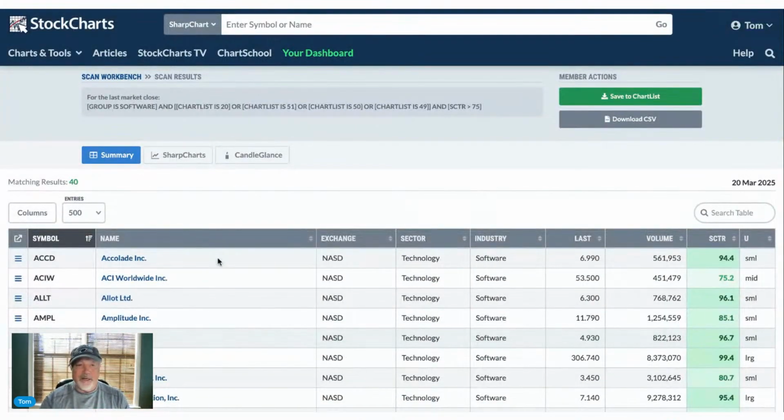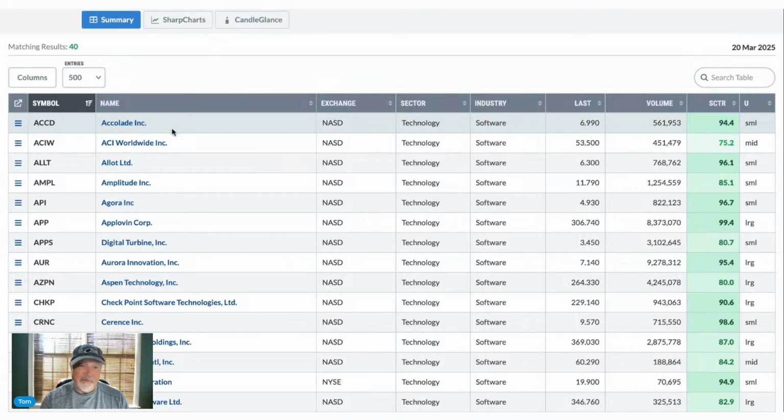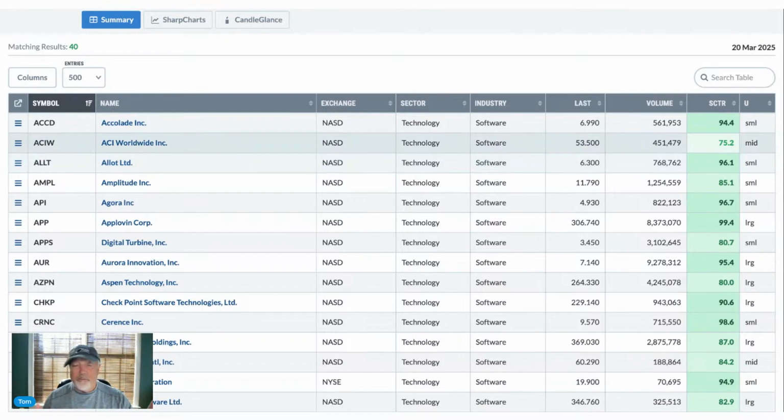So now all of a sudden, I've just narrowed the playing field to 40 companies that are on our researched chart lists and in the specific industry group that I'm looking for. Now, it's not going to tell me which chart list they were in. If I want to know that, I'd have to go into each individual chart list and pull them up the way I showed with that search box. But this is just another way to go in and cover whichever chart lists you want at the same time on StockCharts.